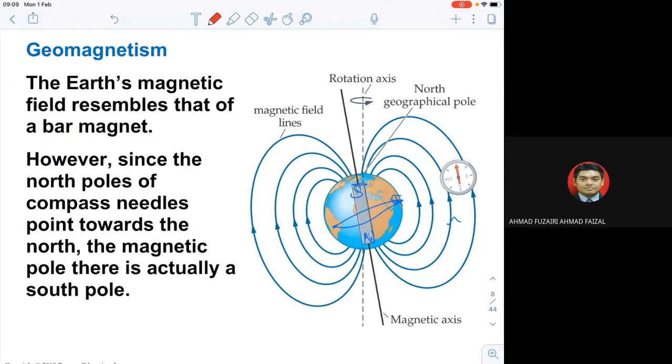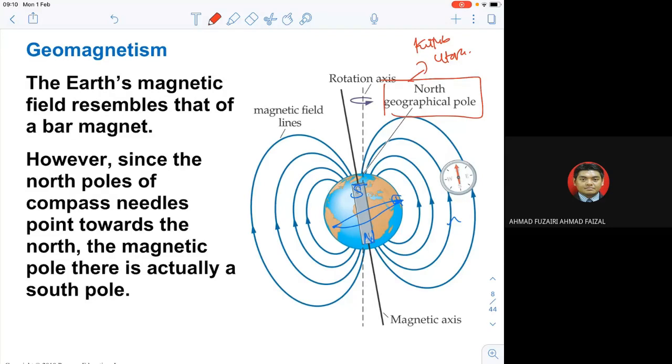And this is the geomagnetism. Sometimes they will ask you what is your understanding of geomagnetism. It's actually based on two versions of how we can interpret it. We always say that the north geographic pole is the kutub utara, the North Pole, or should we say Arctic? Arctic. And at the bottom we have Antarctica.